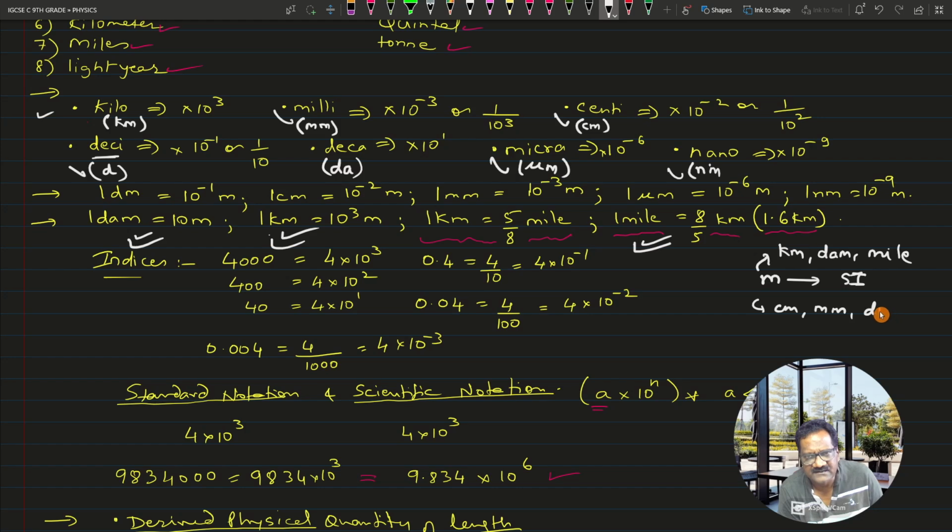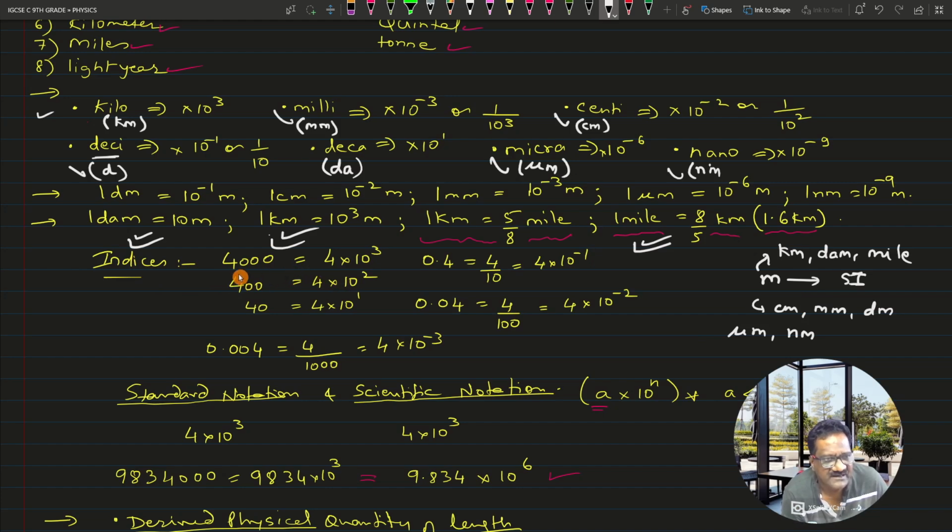Decimeter, written as dm, and then micrometer and nanometer. These are smaller units, and these are bigger units. So you should know that there are certain units which are bigger and certain units which are smaller. Now let us try to understand some numbers in indices form.